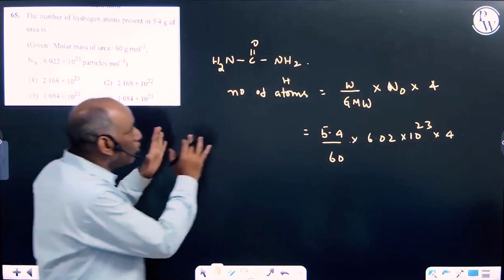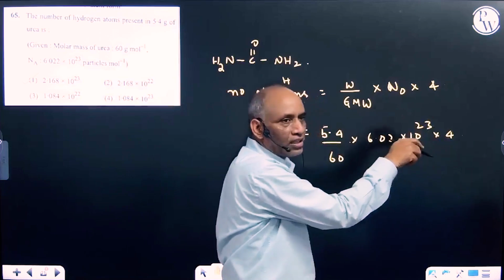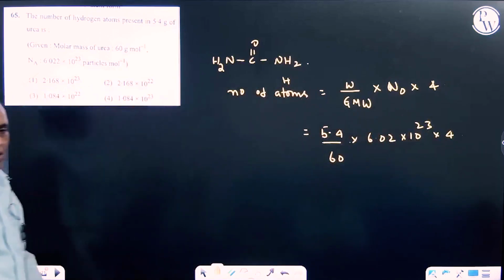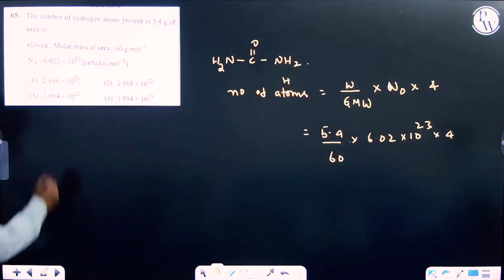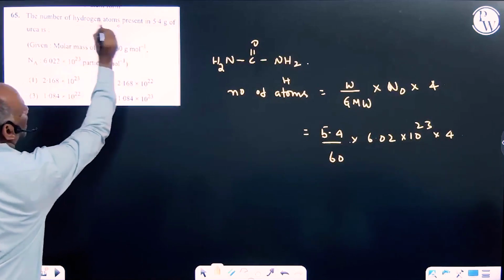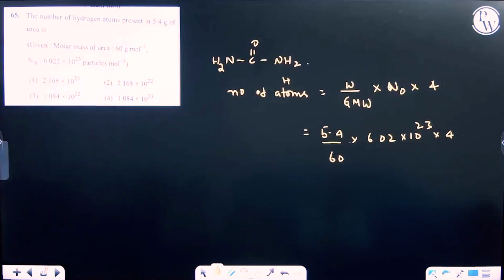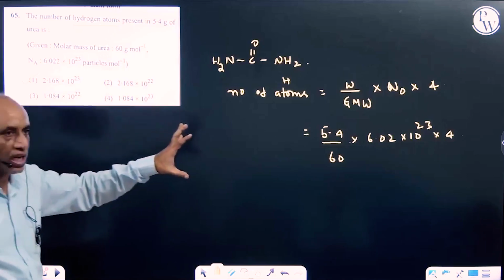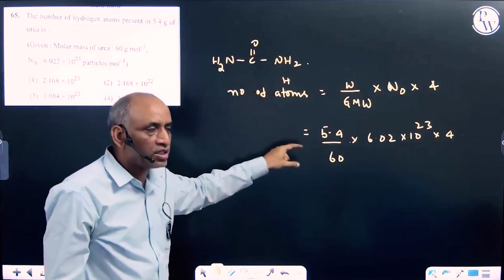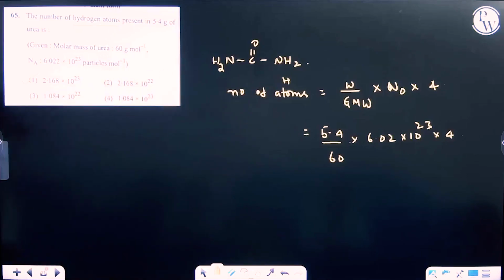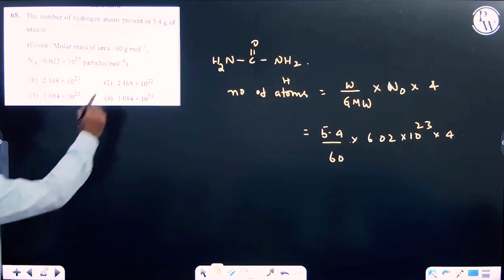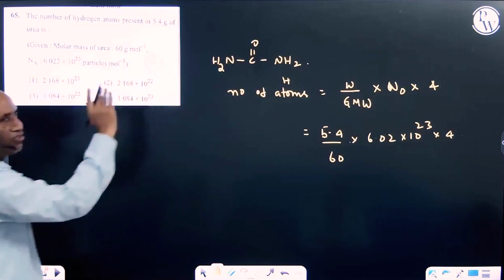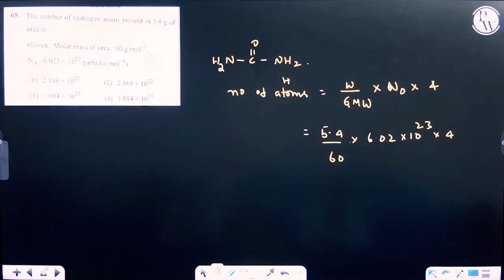Here you may think about how many molecules are there. In that aspect it may be wrong, but you need to read the questions properly. Hydrogen atoms present: each molecule of urea has 4 hydrogen atoms. So you need to be cautious and do the calculations properly. Hence, this is a moderate level of question for NEET students, not an easy question.